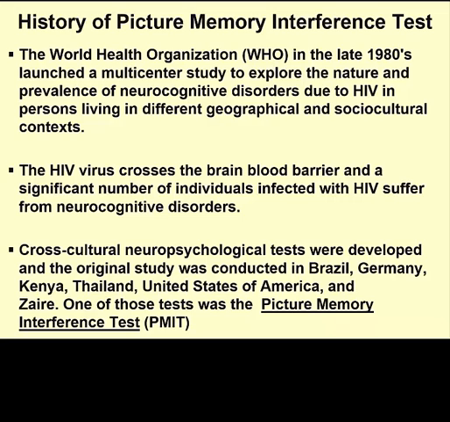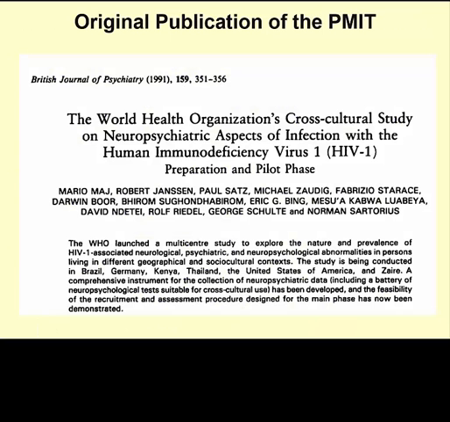The World Health Organization was concerned that a lot of individuals throughout the world may suffer from undiagnosed neurocognitive disorders, so they developed several cross-cultural measures, and one of those measures they developed was a picture memory interference test. The original study was conducted in different parts of the world, such as Brazil, Germany, United States, and Kenya. In the United States, the study was conducted in Los Angeles. This is the first publication of the PMIT in the British Journal of Psychiatry in 1991, along with the other neuropsych measures that were used.